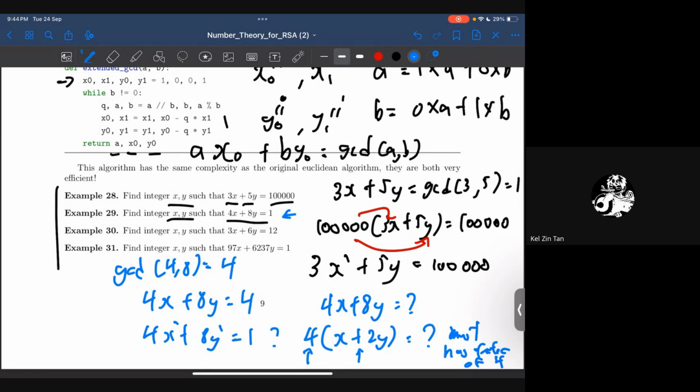In some sense, you can see that if you have ax plus by equal to some positive number, the lowest it can go is ax plus by equal to g, the lowest positive number. Lower than that positive number, you can never get.